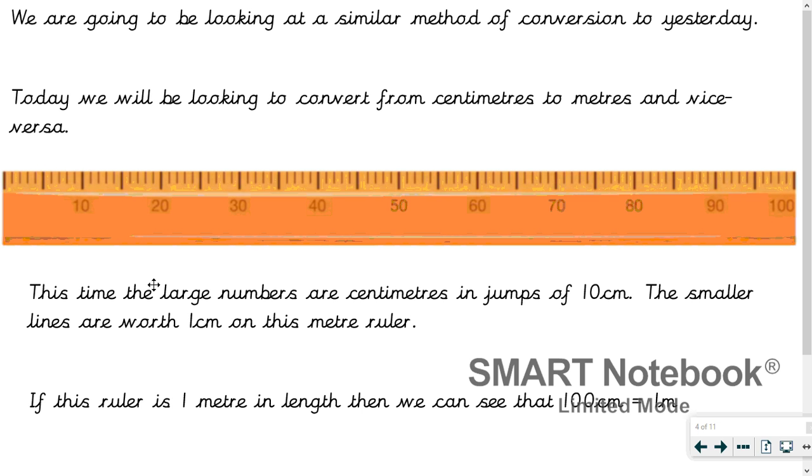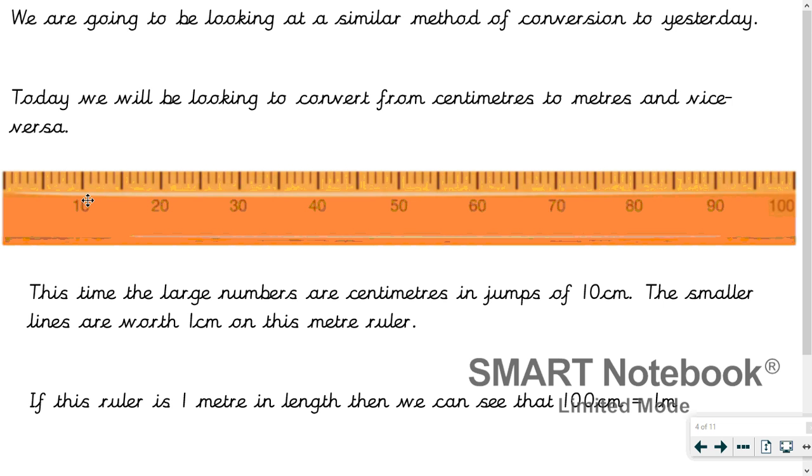Here is a metre ruler. Now instead of the regular ruler we see where each of these small ones is a millimetre, in a metre ruler, each of these small ones is 1 centimetre, and the larger numbers are in groups of 10 centimetres. Hopefully by looking at the ruler, or just that you remember it, we realise that there are 100 centimetres in a metre, because centi means 100, so a centimetre is 1/100th of a metre. So 100 centimetres in a metre. Large number of centimetres jumps to 10.